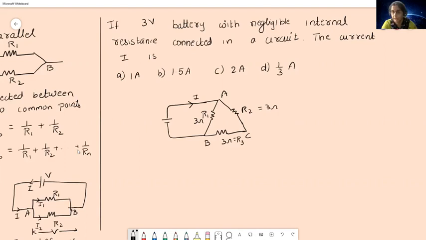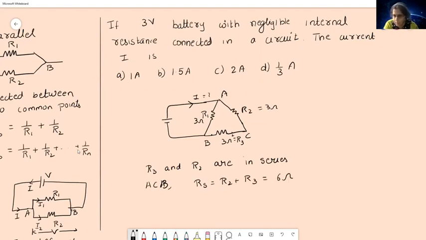Now you need to find the current. So what can we say about this connection here? You can say that R3 and R2 are in series, isn't it? They are connected end to end. The second terminal is connected to the first terminal of R2. So in this branch ACB, the total resistance is going to be R2 plus R3, so 3 plus 3, it's going to be 6 ohm.